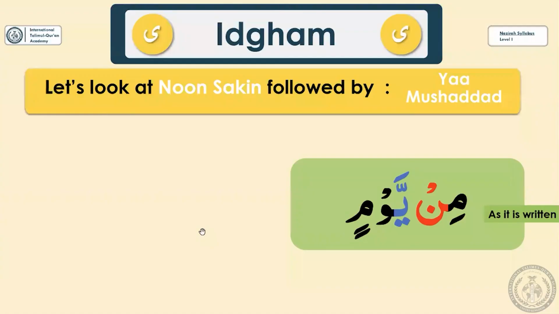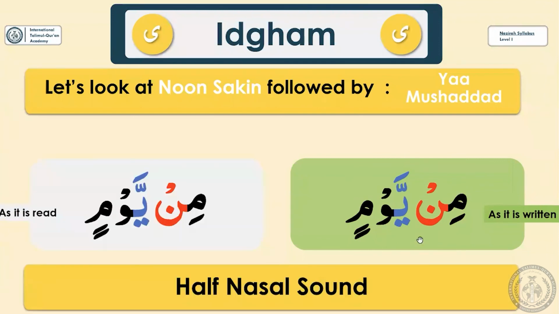Now let's have a look at what we will do when we see a noon sakin followed by a ya mushaddad. We've had a look at waw mushaddad, now let's have a look at ya mushaddad. If we see a noon sakin followed by a ya mushaddad, for example, over here, from the Holy Quran, we will recite it like this. Min yawmin. I have made a half nasal sound. When I join the meem to the ya, make a partial or a half nasal sound as you join the two letters together. That is if you see a noon sakin followed by a ya mushaddad.